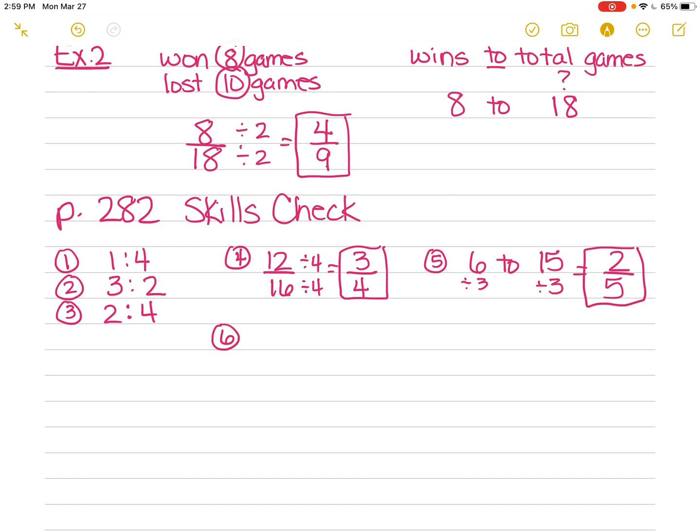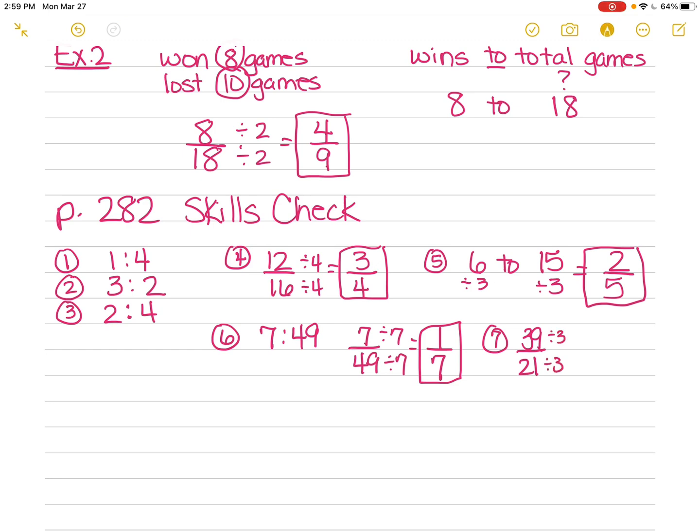Number 6 was 7 to 49. I'm writing it the way that the book showed it, but you probably changed it into a fraction because that's easier to do lowest terms. So that would be 1/7. That's for number 6. Number 7 was 39 over 21. Okay, I know both of those can be divided by 3. I'm not sure if it goes any further. I don't think so, though. No, because this ends up 13, and 21 divided by 3 is 7. So it's just 13 over 7.